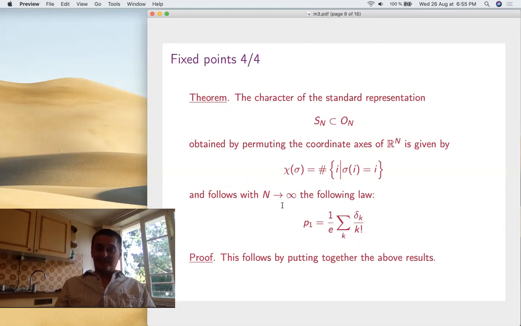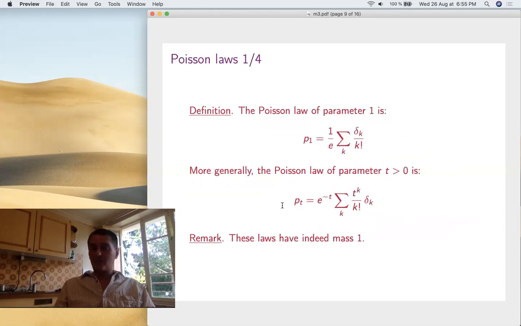So very interesting. Now let's go a bit into these Poisson laws. What are their properties? First of all, there are many of them. There is one for each positive t. That's the formula of P1, what we got. More generally, for any t, we have a Poisson law like this. That's just the formula, exponential of minus t, with some Dirac masses added here.